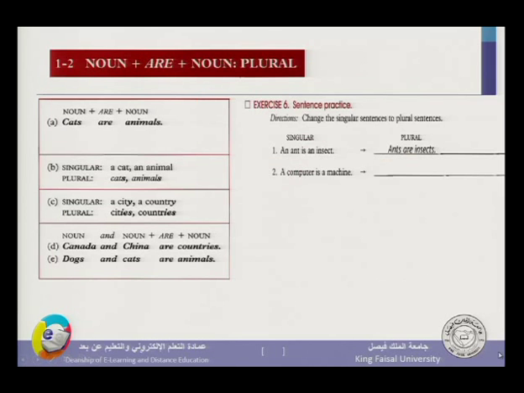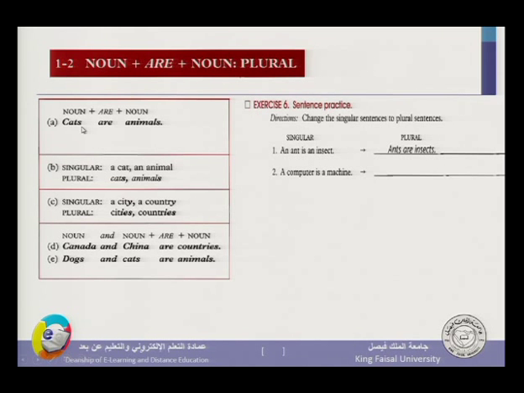The next one, we can use a noun, then another form of verb to be, which is are, plus another noun. The result is talking about the plural, al-jam'. So to talk about the singular, we use is, and to talk about the plural, we use are. So look at this again. Instead of saying cat in the previous example, we say cats. Cat is singular, cats is plural, right? Cats, in this case, are animals.